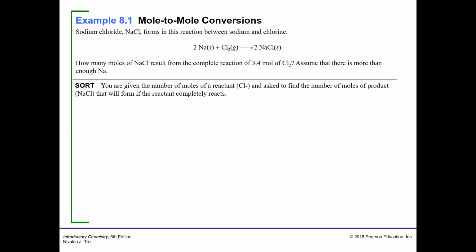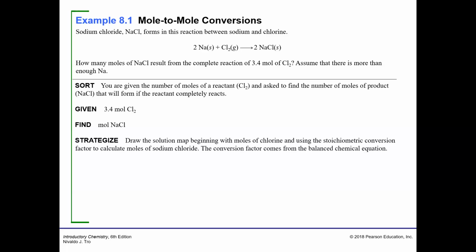All right. So now you are given the number of moles of a reactant, which is chlorine, and asked to find the number of moles of product, sodium chloride, that will form if the reactant completely reacts. So you are given 3.4 moles of chlorine, and you are going to find moles of sodium chloride.